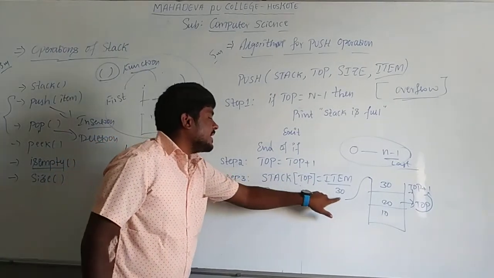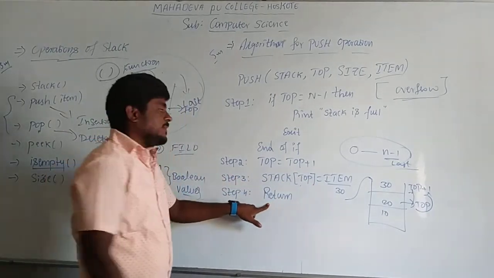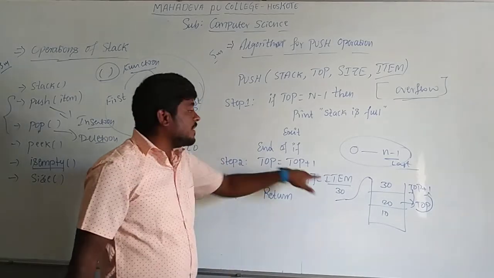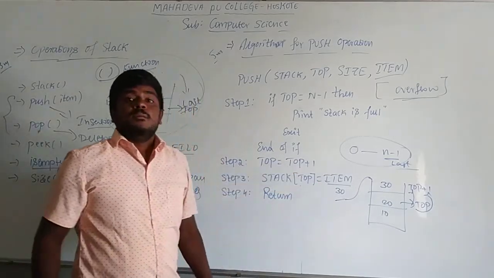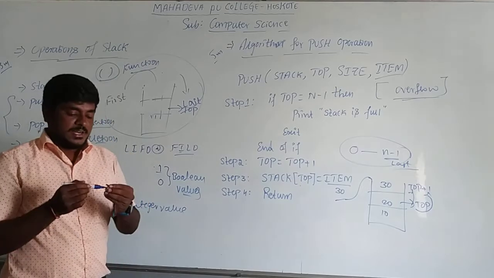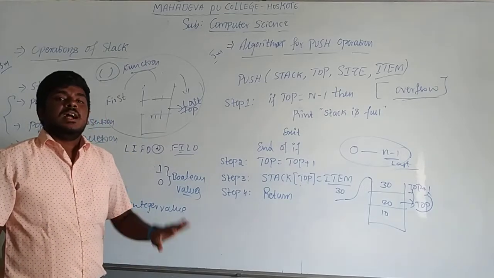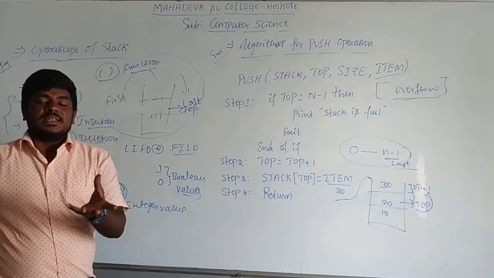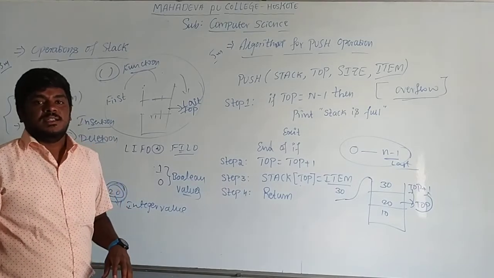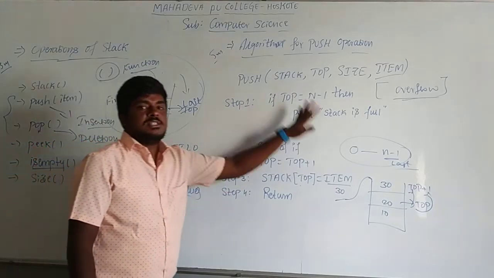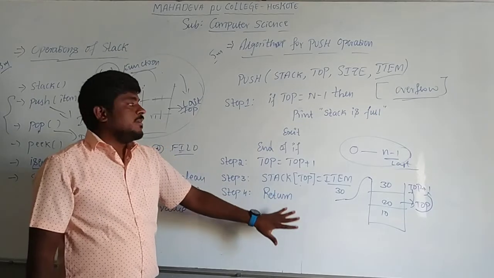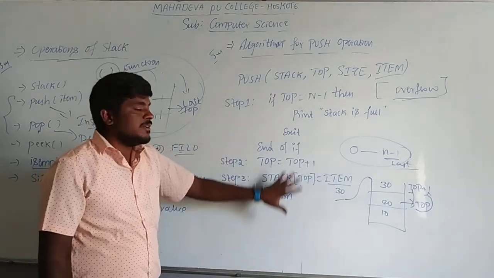After inserting, it will be returned. Which element did we insert? 30 is the element we inserted at the top position. Before inserting, we need to identify which element we are inserting and where we are inserting it. First we need to create an empty space in the stack data structure. Understood? So this is called the push algorithm of the stack data structure. It's very important for 5 marks.